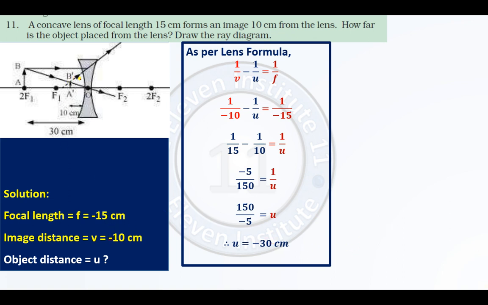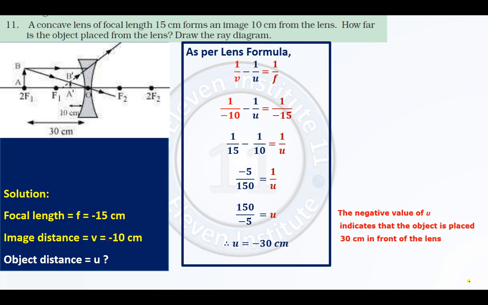Why? Because both of them are placed on the left side of the lens, right? So u is minus 30 centimeters. The negative value of u indicates that the object is placed 30 centimeters in front of the lens, not behind the lens. Very easy sum, but you should know how to apply the Cartesian sign convention. I request you to please pause the video and write this sum in your CW.